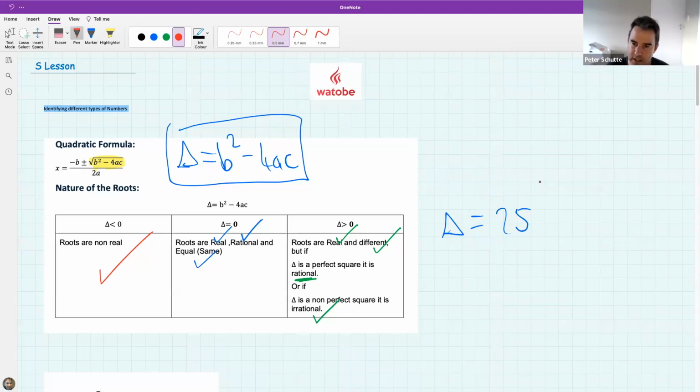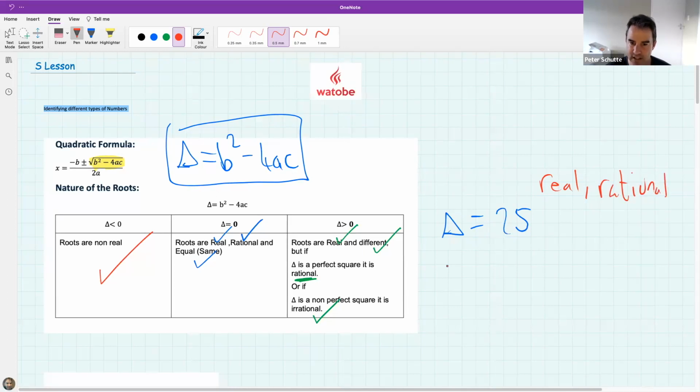No, so it's going to be real, yeah, because delta is greater than naught. It's going to be rational because delta is a perfect square, and it's going to be unequal because of the fact that delta is not 0.